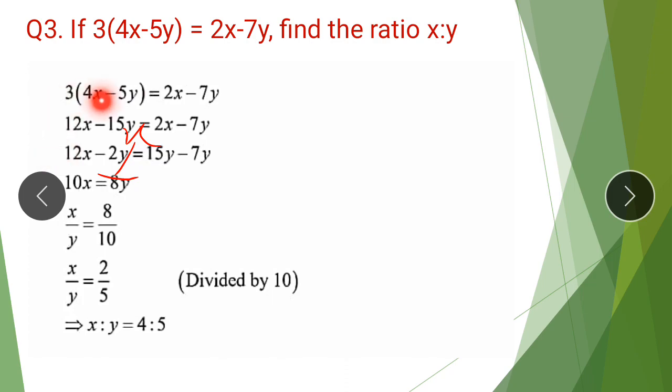3 4s are 12 and 3 5s are 15. Here we can bring the like terms to one side of the equation, so 2x and minus 15y, it will come with a positive sign there. 12x minus 2x will result in 10x, and 15y minus 7y will be 8y.